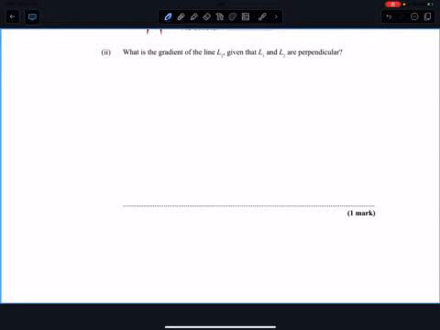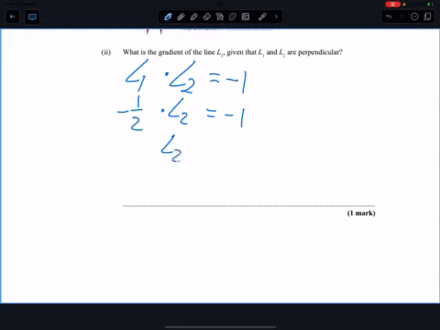If you have two gradients that are perpendicular to each other, the gradient of the first multiplied by the gradient of the second one, your answer is always -1. And you already know the gradient of your first one, which is -1/2. So -1/2 multiplied by something equals -1. So -1 divided by -1/2. Answer is 2. One mark.